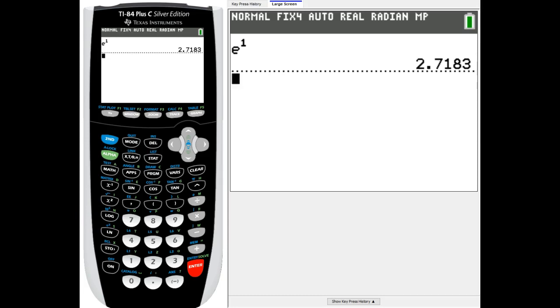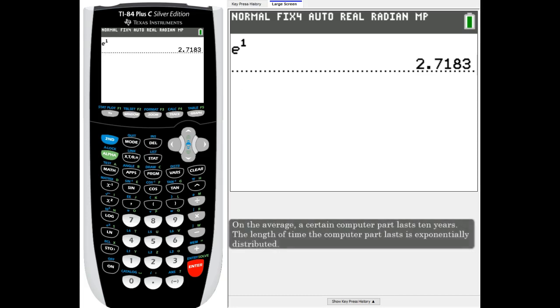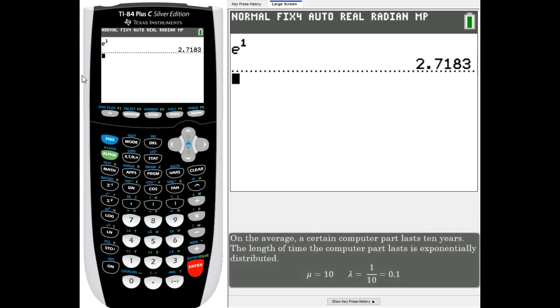Let's move on to an example of how we can use the TI-84 Plus to solve some exponential distribution problems. Let's say on average, a certain computer part lasts 10 years. The length of time the computer part lasts is exponentially distributed. So we're going to need some information to work with the exponential distribution function. 1, I'm going to need to know my x value. And 2, I'm going to have to know my lambda value. My lambda value is 1 over my average. In this situation, my average is 10 years. On average, a certain computer part lasts 10 years, so my average is 10 years. Lambda, therefore, is 1 over 10, in other words, 1/10.